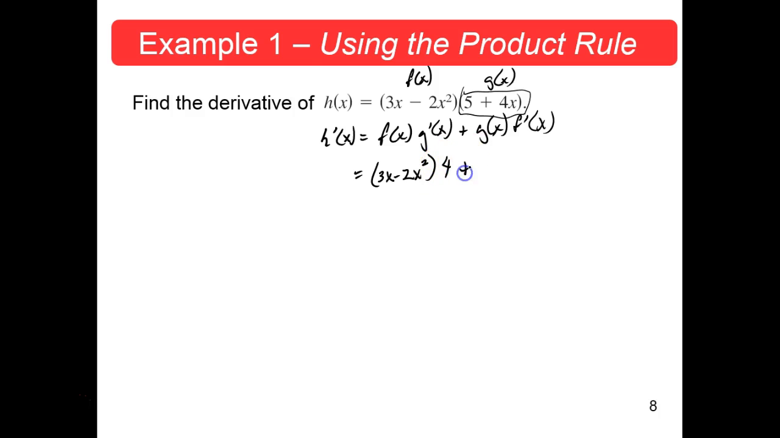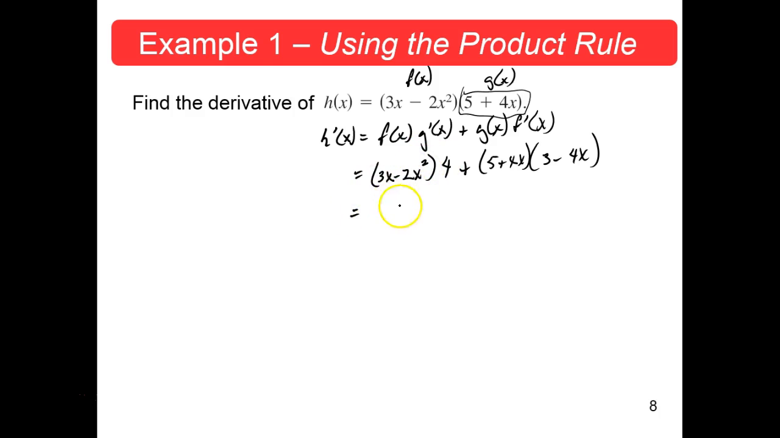Okay? Plus, what's your g of x? 5 plus 4x. That's a 4x. It's ugly. Times 3 minus 4x. Excellent. That's the derivative of f, f prime. Right?